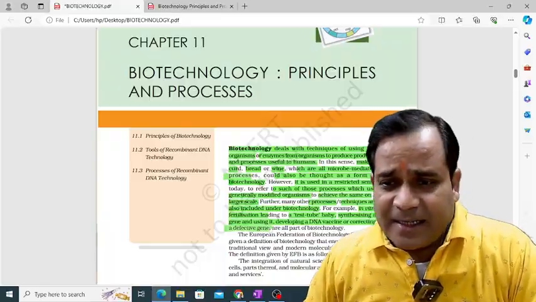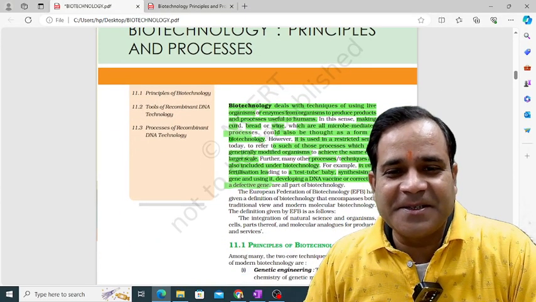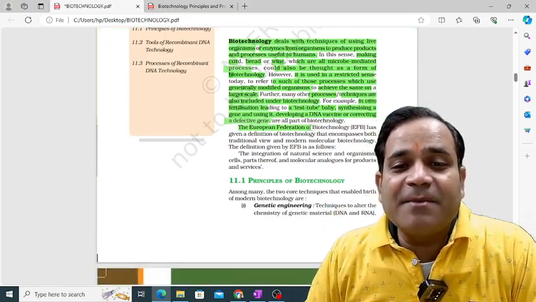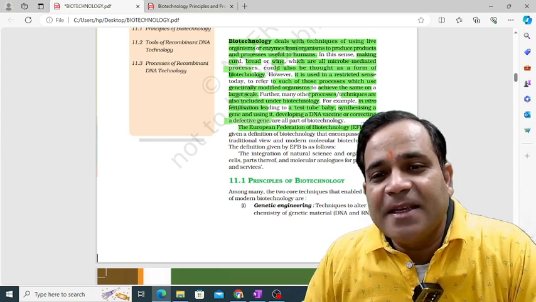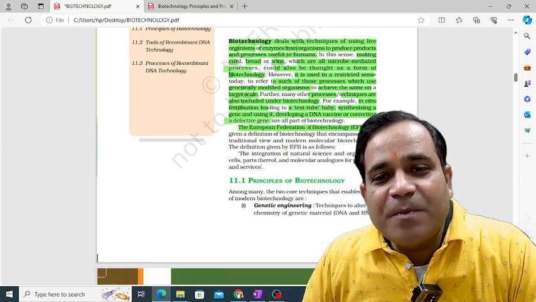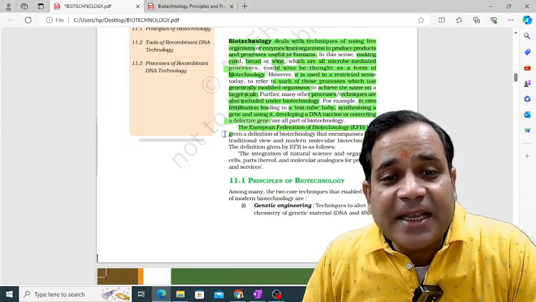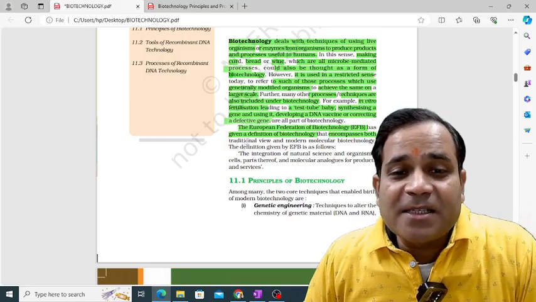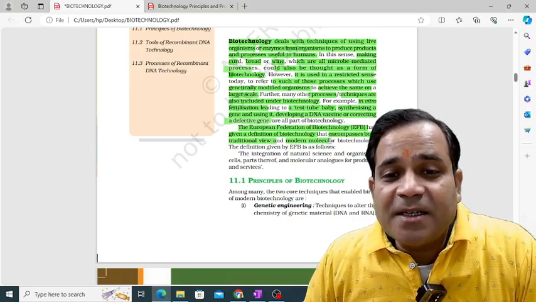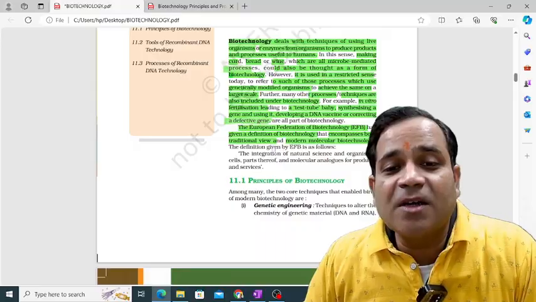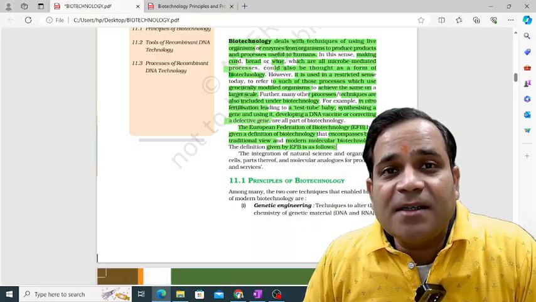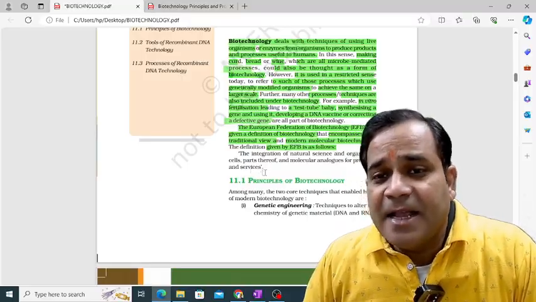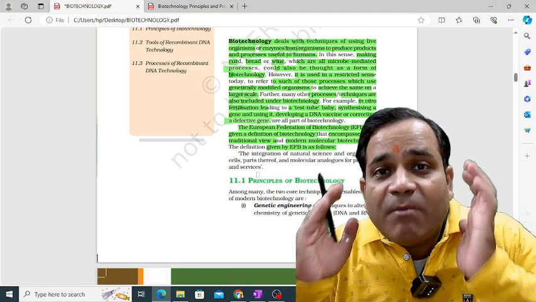Let's see how this is possible. The European Federation of Biotechnology, EFB, has given a definition of biotechnology that encompasses both the traditional view and modern molecular biotechnology. This one is very important, my dear. See the definition given by the EFB, European Federation of Biotechnology.